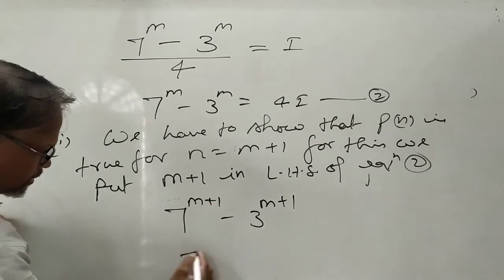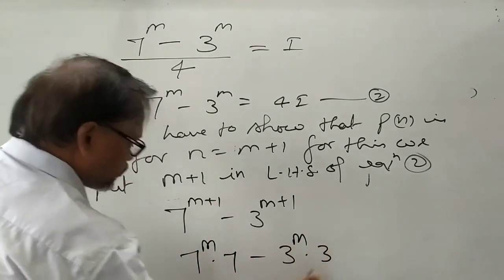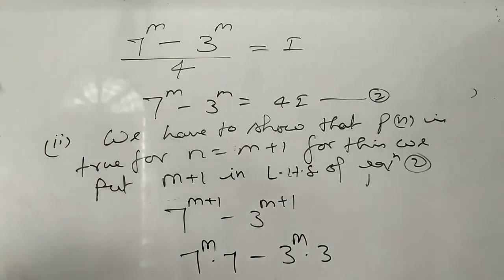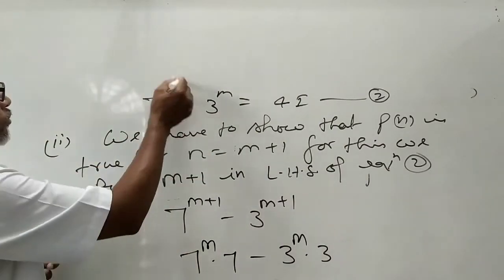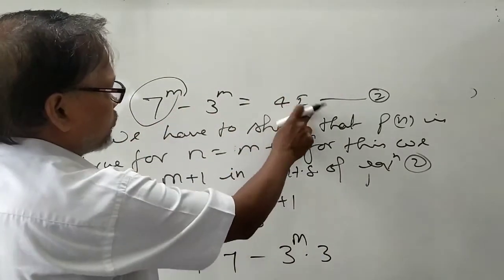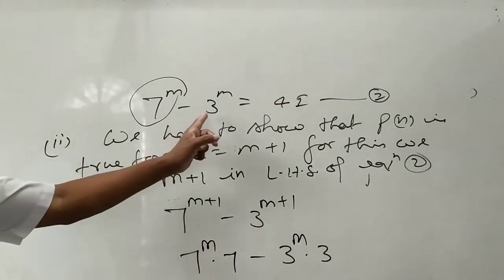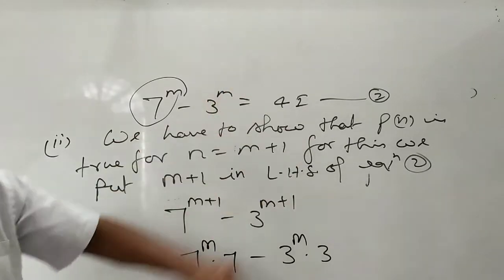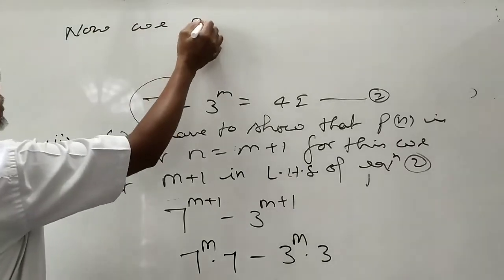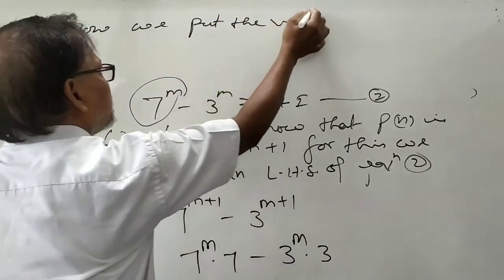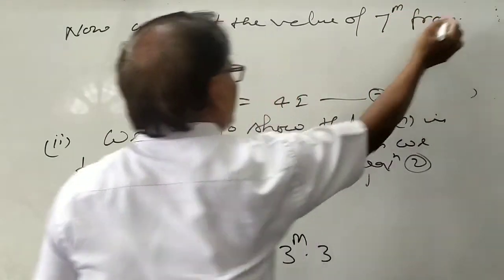क्या इसको हम इतना लिख सकते हैं 7 to the power m into 7 minus 3 to the power m into 3? Yes, you can write. And can you use the equation number 2? किसी एक को, जैसे ये है, ये उधर चला जाए तो 4i plus 3 to the power m हो जाएगा. तो in place of 7 to the power m you can write this in terms of 3 to the power m. So now we put the value of 7 to the power m from equation 2.